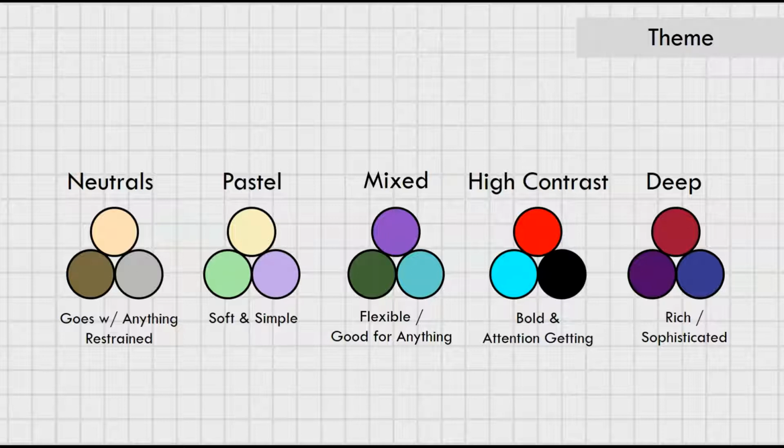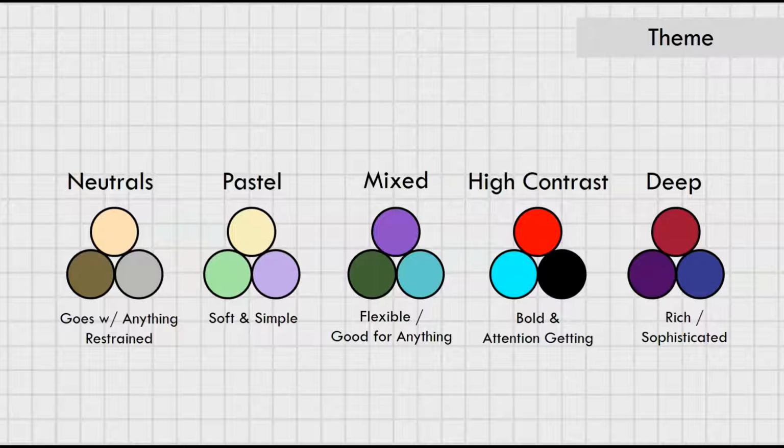Next over, of course, we have pastels, which are often thought of as soft and simple. They're hues that have a lot of white in them, and they're often thought of as child or baby, so they can be used in those settings. In the middle, I'm just saying mixed, which is really just flexible. It goes with anything. I just have a variety of tints and shades and hues, and they can all work together. It's what most work is.